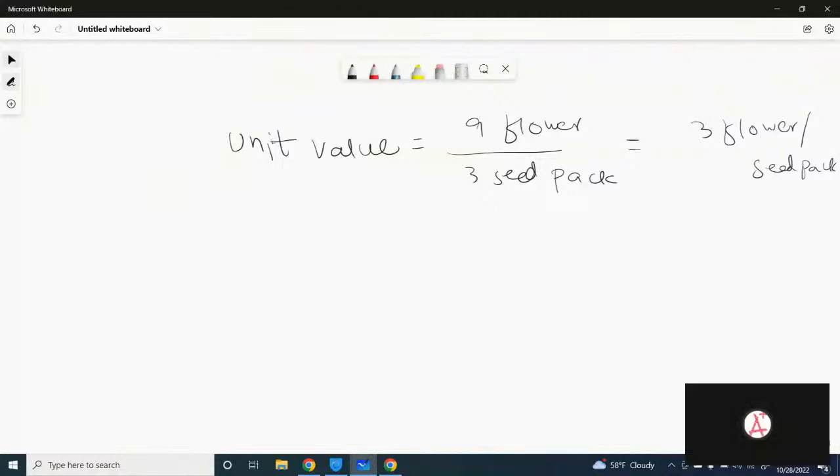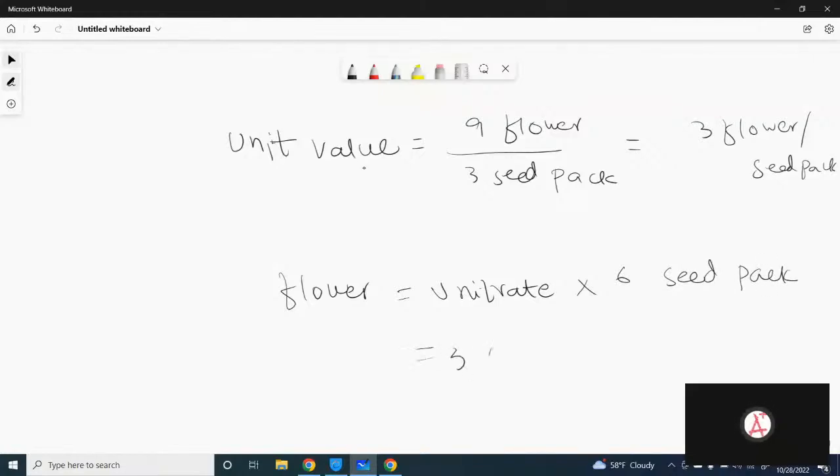Okay, the next one is Debbie. How many total flowers can Debbie have in the garden? Solve this using unit rate. Okay, now you have 6 seed packets. So you can find the flowers by multiplying the unit rate times the packets, 6 seed packets.